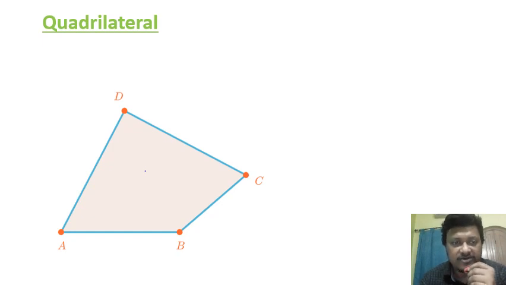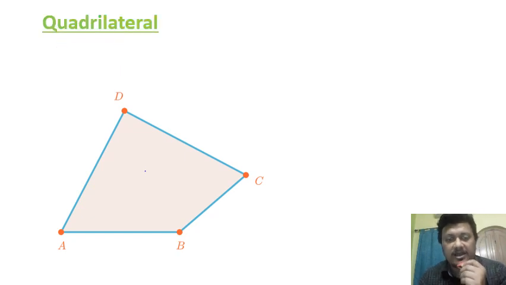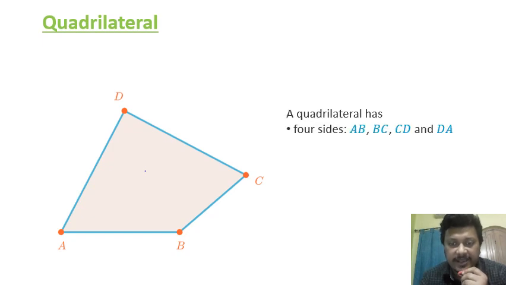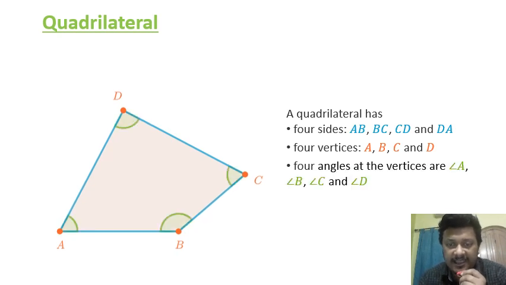Now the name quadrilateral comes from two Latin words, quadra, which means four, and latus, which means side. So the name suggests it has four sides. A quadrilateral has four sides, but it also has four vertices, namely A, B, C, and D. Each of these vertices is associated with four angles, angle A, angle B, angle C, and angle D.